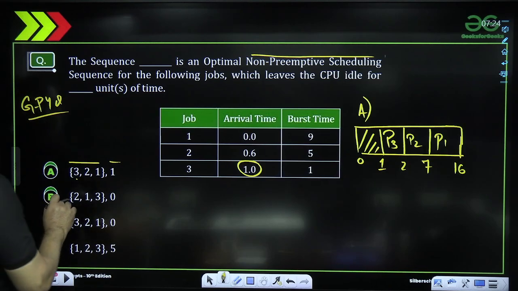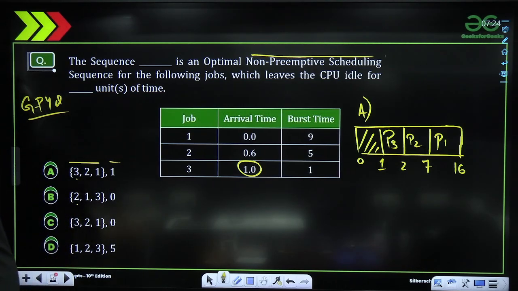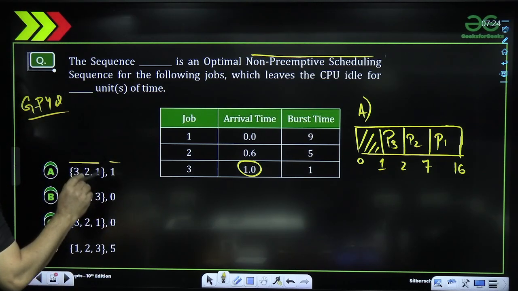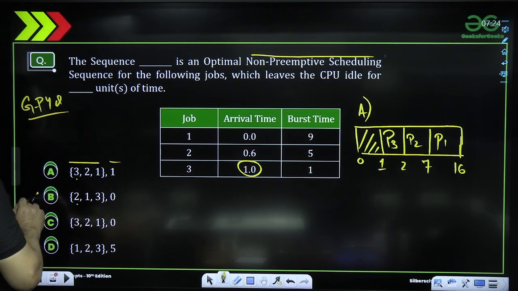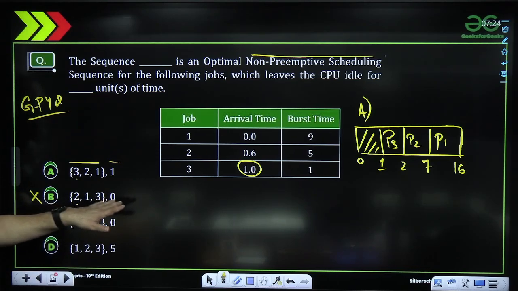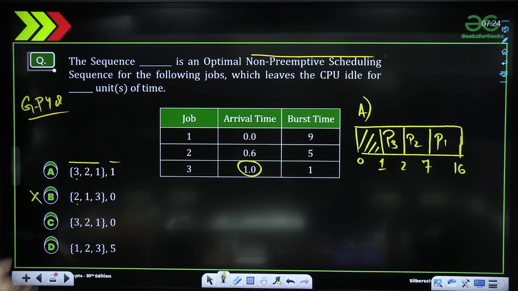Now the question is option B. If you want to start with job 2 first, then job 2 arrives at 0.6. So at minimum I should have an idle time of 0.6, but the option says 0. So that means this schedule is not at all possible. Rule of elimination. Likewise, if you want to start with job 3 first, we said already the minimum idle time is 1, but the option says 0. So therefore this schedule is also impossible.